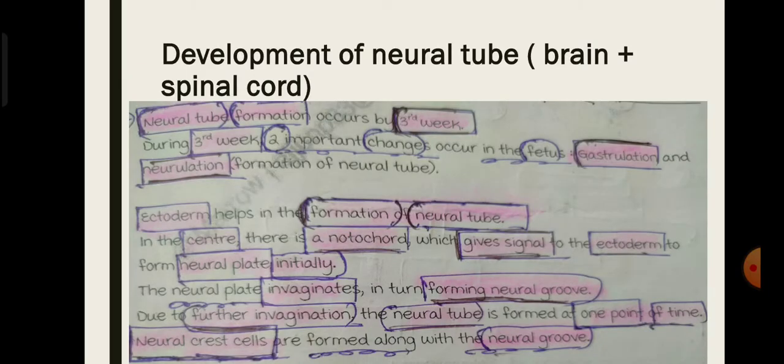Now, moving to the next topic, the development of the neural tube, which forms the brain and spinal cord. The neural tube formation occurs by the third week. During the third week, two important changes happen in the fetus: gastrulation and neurulation. Ectoderm helps in the formation of the neural tube. In the center, there is a notochord which gives signals to the ectoderm to form the neural plate initially.